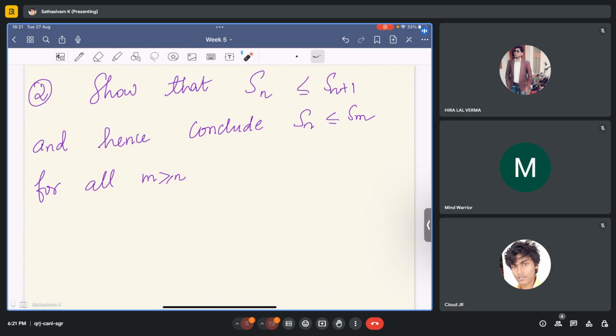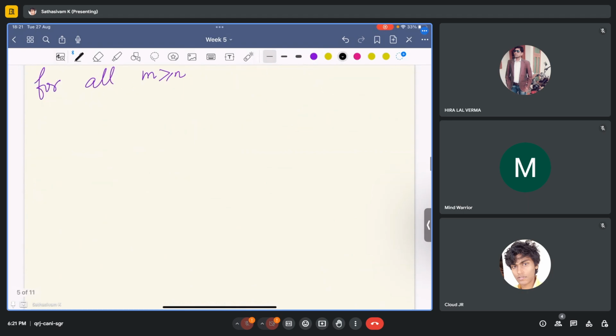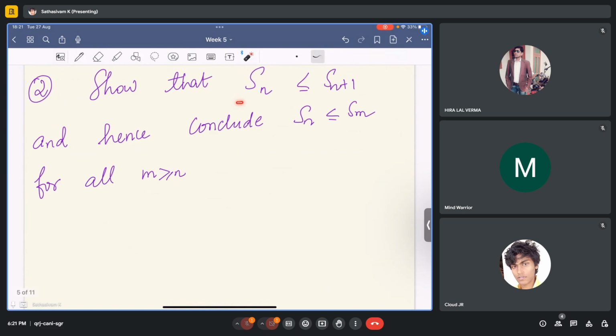Okay, so what we are going to prove next is that if you have a symmetric group Sn, this will be contained in Sn plus 1. So this first we will prove. Then from that, we'll conclude that Sn is a subset of Sm for any m greater than or equal to n. So let's prove it. Remember, what we are going to prove is Sn is contained in Sn plus 1.